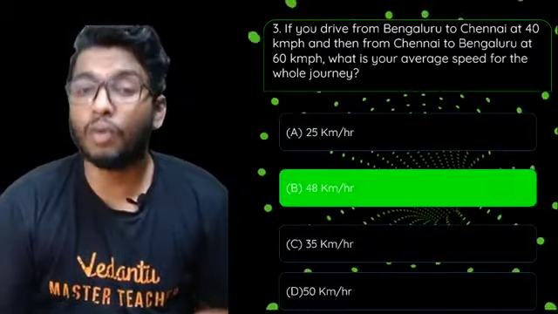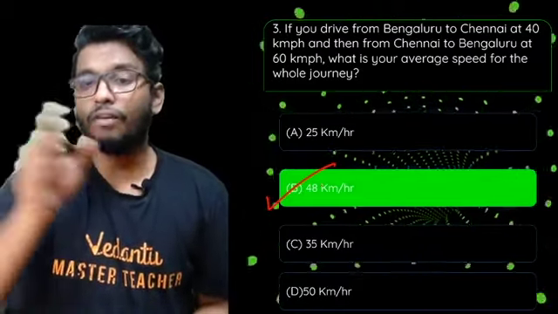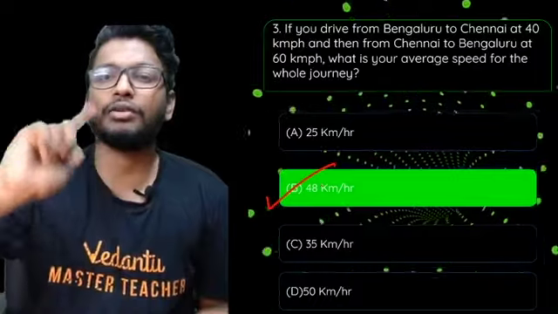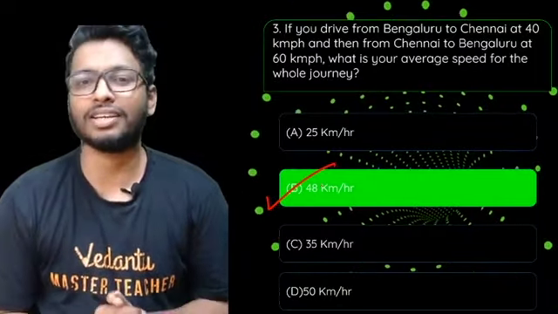And that, my friends, would be the average speed of that particular person who went all the way from Bangalore to Chennai and then back to Bangalore. Yeah, because he has nothing else to do.